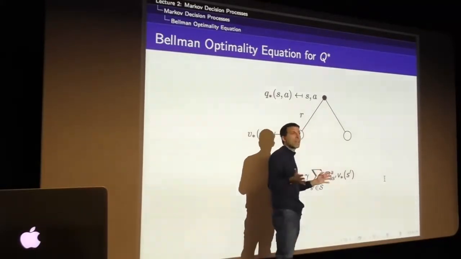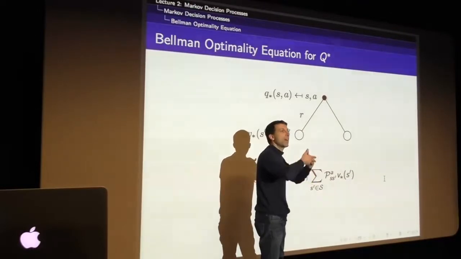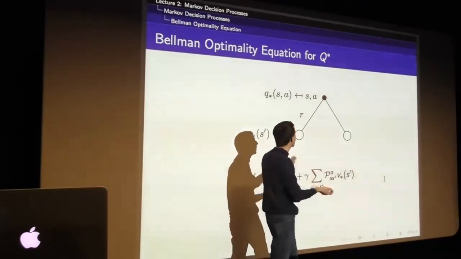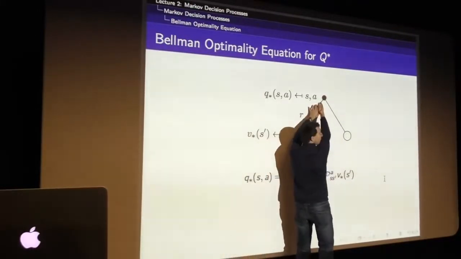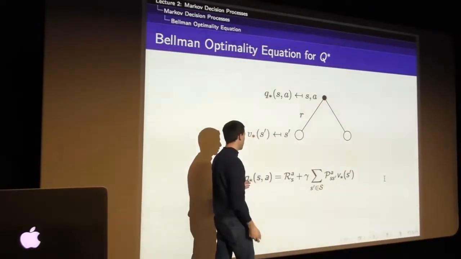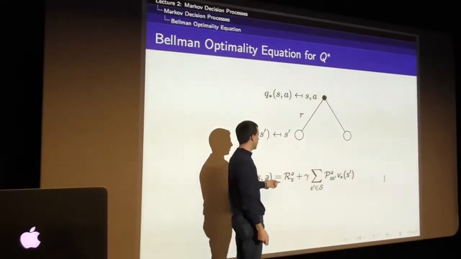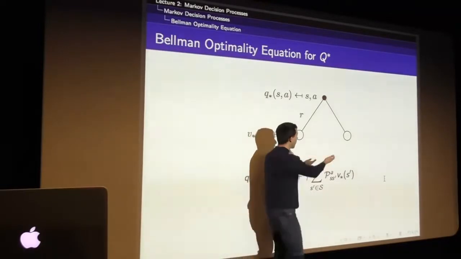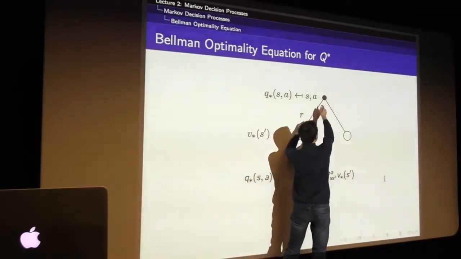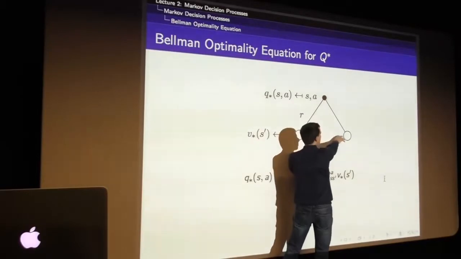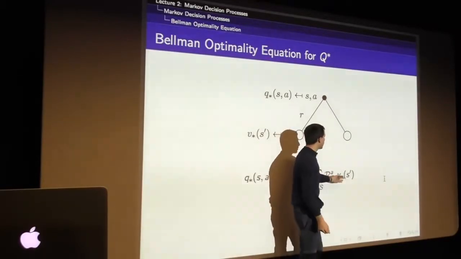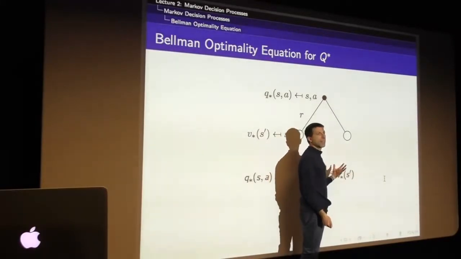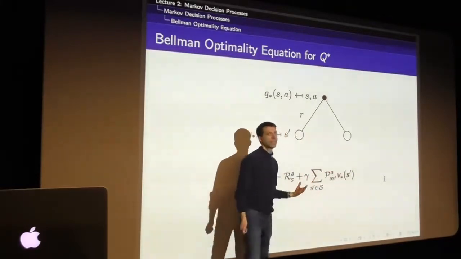There's no max here. We don't get to pick where the wind blows us. We have to average over all the things the environment might do to us, and that tells us how good our action is. So the optimal action value is just the immediate reward plus the average over all the probability that the wind might blow us left, the probability the wind might blow us right, multiplied by the optimal value of being in that state. Okay?